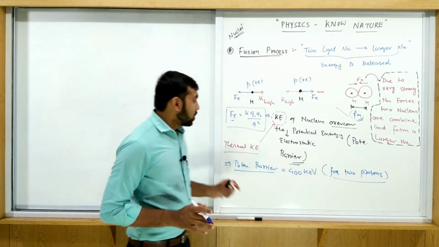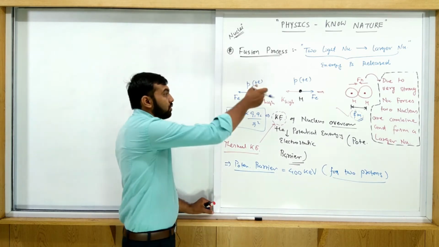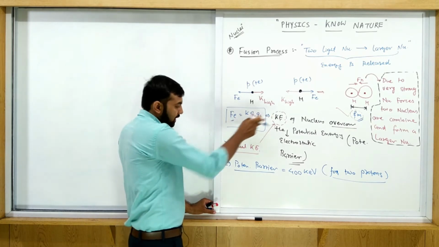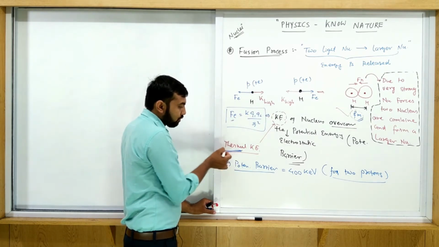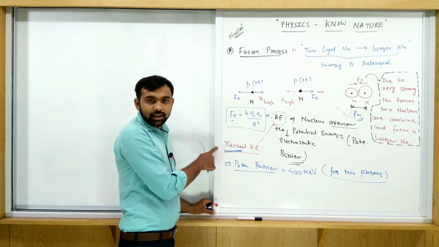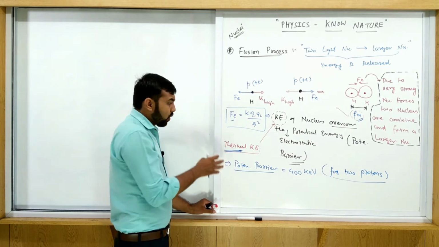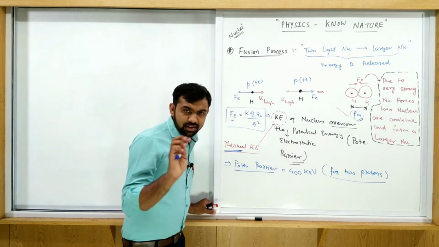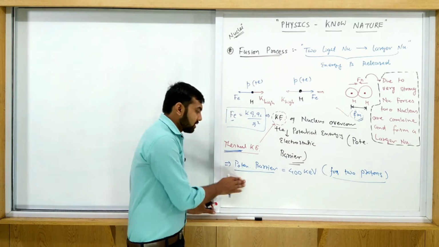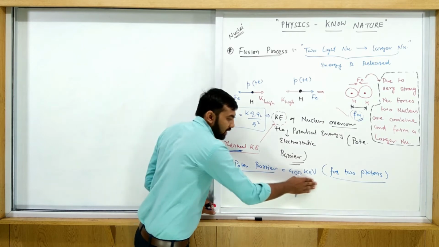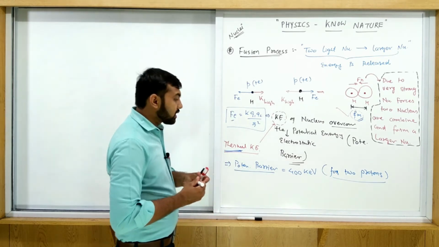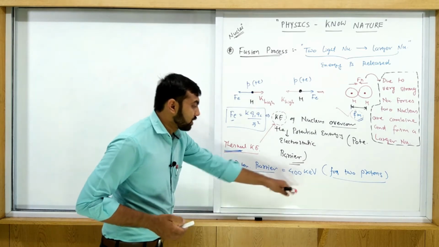Then how much temperature is required for the combination of both? Because we provide this kinetic energy by increasing the temperature, thermal kinetic energy. So how much temperature is required to overcome this much energy? Just an example. Suppose we have 400 keV energy. Then how much temperature is required? So convert this value in terms of kinetic energy.